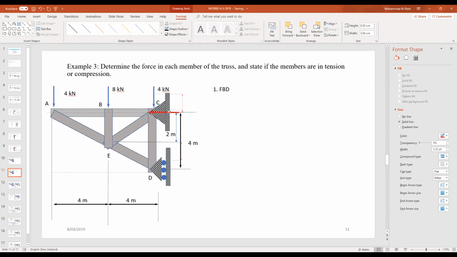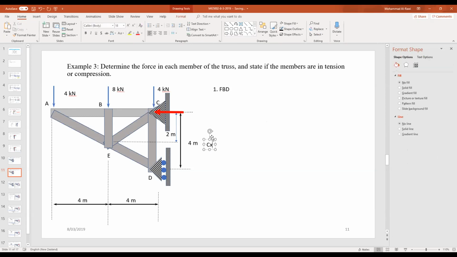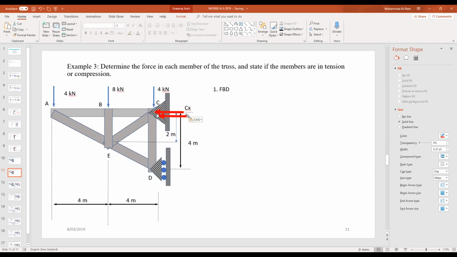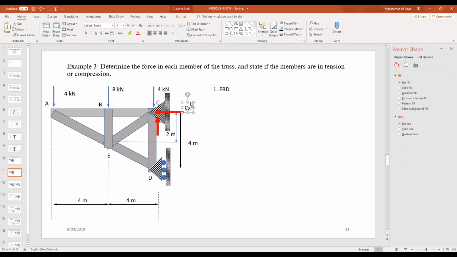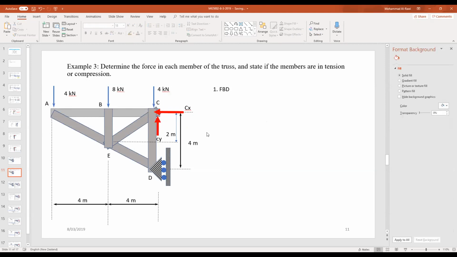So let's say this one represents, maybe make it bigger so we can see it, this one we call CX, based on the support. And another one in that direction, we don't know, but we assume that direction, we call it CY. Since we did that, we removed the support reaction and replaced it by two forces, CX and CY.